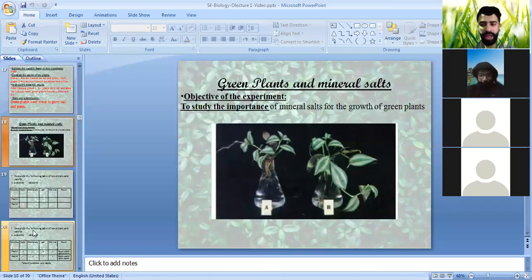Green plants and minerals. The objective of this experiment is to study the importance of mineral salts for the growth of green plants. We have two plants, A and B. Plant A is placed inside distilled water, meaning it lacks mineral salts, while plant B is in mineral water that contains minerals.